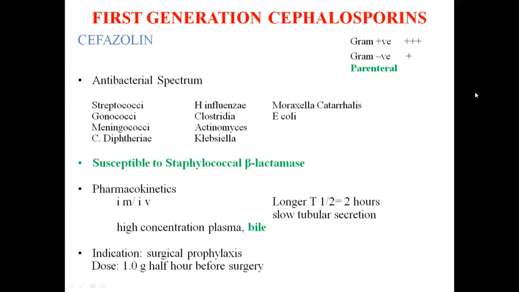Now the kinetics: they are given by parenteral injection, intramuscular or IV, and they have a long half-life. This drug is also somewhat disposed in the bile. Just like ampicillin, it is excreted in the bile and undergoes enterohepatic recirculation. So we use it in cholecystitis. The only indication of cefazolin is that it is the drug of choice for surgical prophylaxis, because it penetrates most of the tissues. So it is used as surgical prophylaxis.